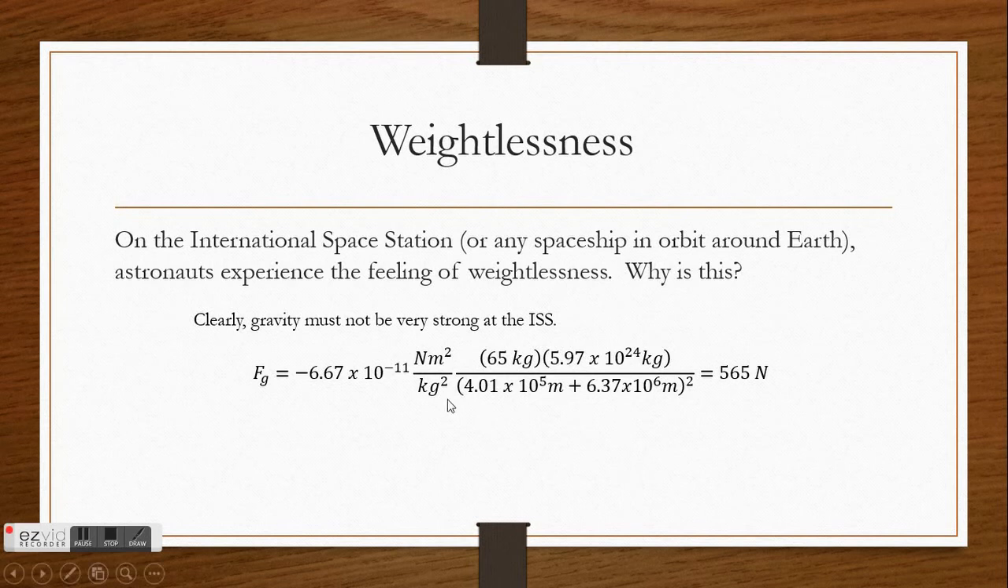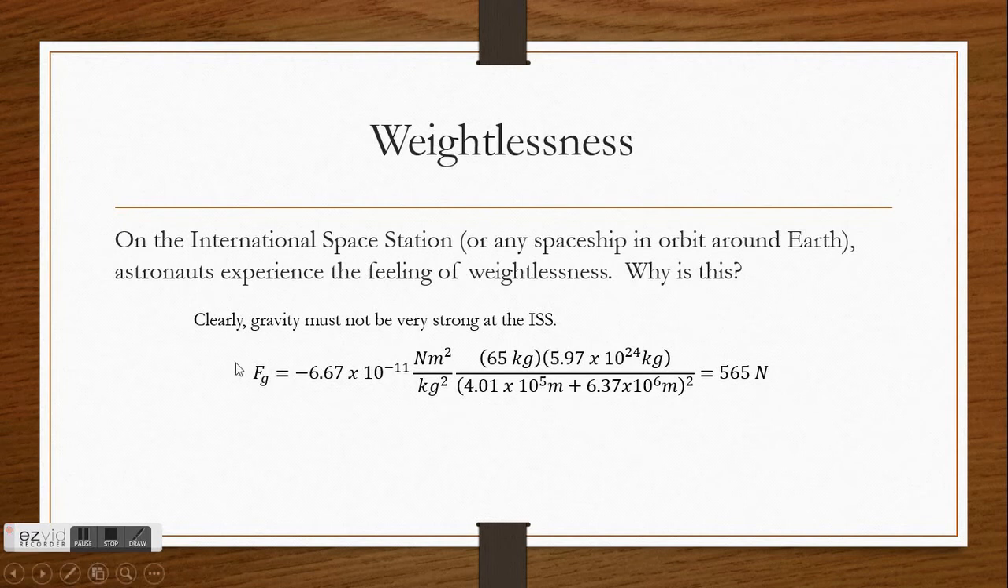A few of these variables: here's the mass of the Earth, 5.97 times 10 to the 24th kilograms. Of course, the Earth is a gigantic object compared to me. 6.37 times 10 to the 6th meters is the radius of the Earth, and 4.01 times 10 to the 5th meters is the distance that the International Space Station is above the Earth. So in order to figure out the radius, I want the sum of these two numbers. Usually when we talk about the universal force of gravitation from the Earth, you want to know how far you are away from the center of the Earth.